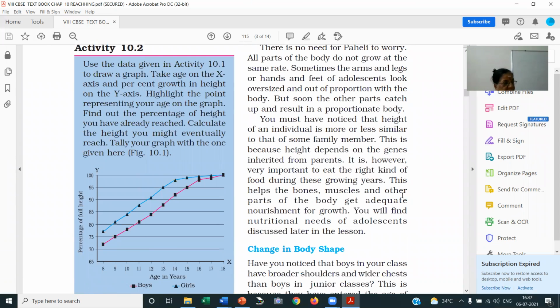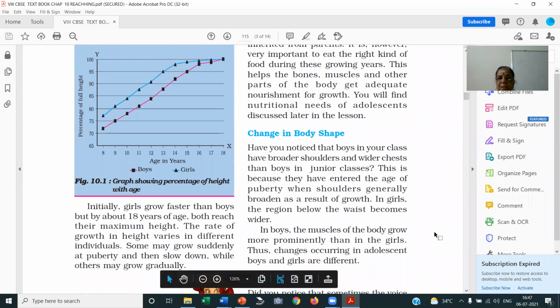And then the comparison for boys and girls. The difference in changes in boys and girls can be noted clearly. Right? And then change in body shape. Normally, the muscles of the body grow more prominently in boys than in girls. And the change in body shape: the hip or the waist portion of the girls will become wider than the boys, whereas the shoulders are broadened as a result of growth. For the boys, broader shoulders and wider chest, whereas girls' hips and waist become wider.